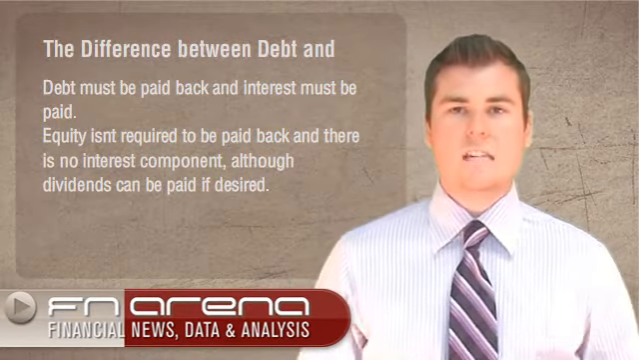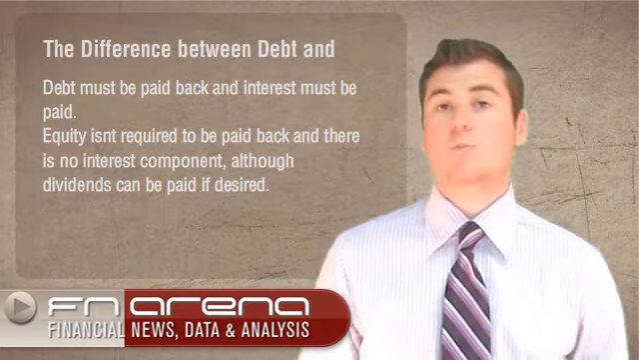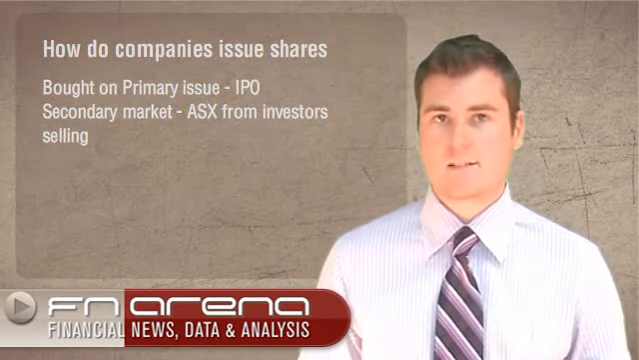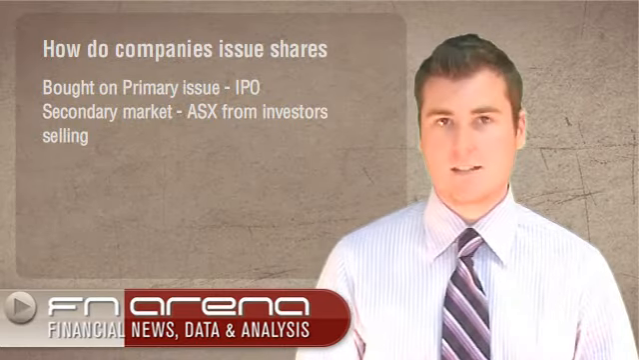So how do companies issue shares? Shares can either be bought on an IPO as a primary issue from the company or on the secondary market on the ASX. Shares bought on the secondary market can only be bought from someone selling.